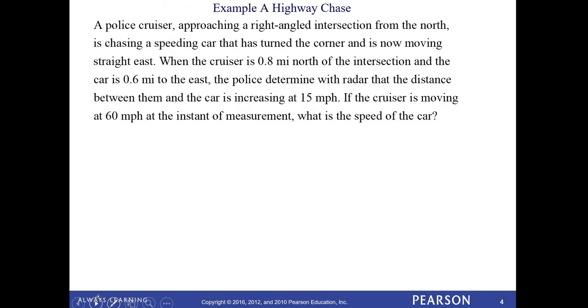First one. A police cruiser approaching a right-angled intersection from the north is chasing a speeding car that has turned the corner and is now moving east. When the cruiser is 0.8 miles north of the intersection and the car is 0.6 miles to the east, the police determine with radar that the distance between them and the car is increasing at 15 miles per hour. If the cruiser is moving at 60 miles an hour at the instant of measurement, what is the speed of the car? So I've got a couple of rates here, 15 miles per hour and 60 miles per hour.